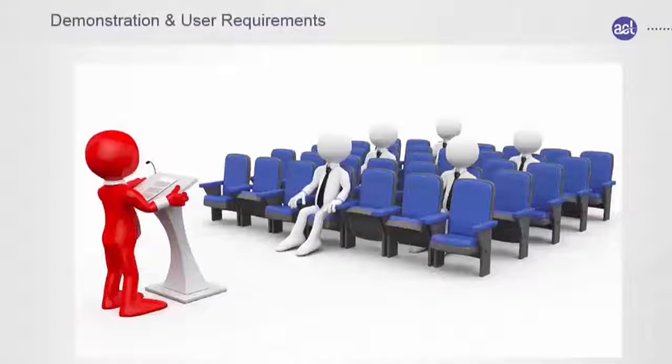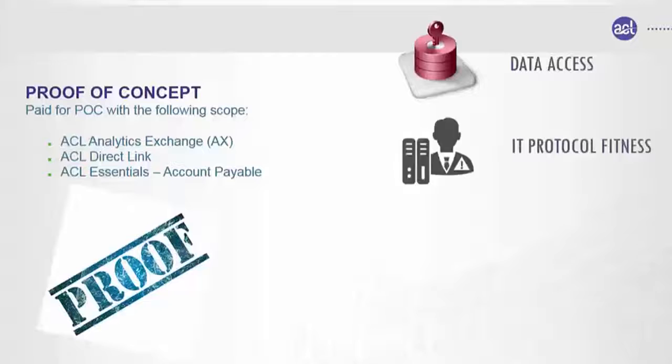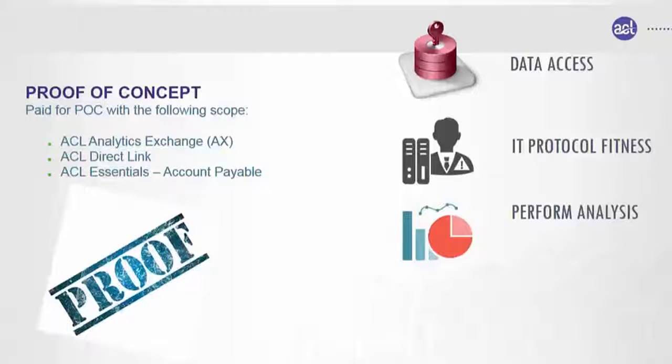So in terms of the demonstration and user requirements, we put in ACL Analytics Exchange, Direct Link, and one component, accounts payable, and that covered the cost of the POC. And in that, we made sure that we had independent data access. IT department signed off on everything related to it. So in terms of IT protocols, our internal processes and policies and procedures, in terms of information security, it passed muster. We performed analysis on that, and we got our assurance out of the proof of concept.